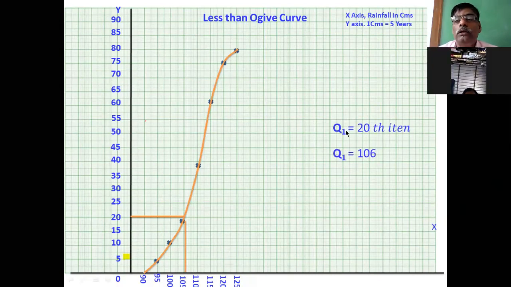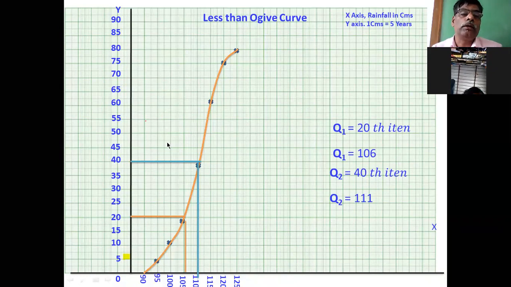Then Q2 value is the 40th value. From this 40th point to this graph, you draw a straight line like this. And from this point to the x-axis, you draw a perpendicular line. My line is not exactly correct. You draw an exactly correct line. And it touches nearly at 110, more than 110. So the 40th item is 111. I consider this as 111, Q2.